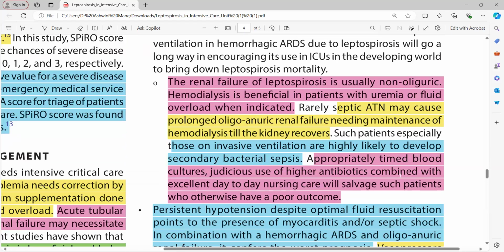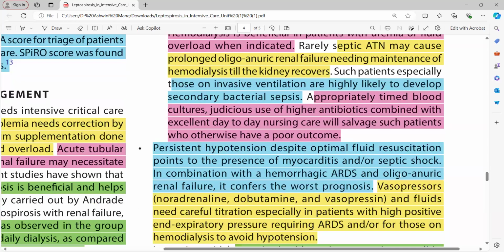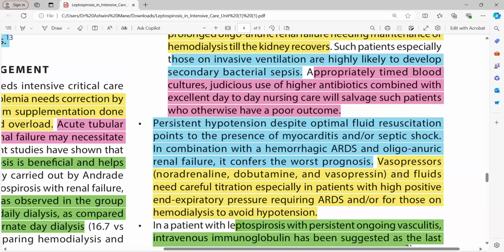Such patients, especially those on invasive ventilation, are highly likely to develop secondary bacterial sepsis. Appropriately timed blood cultures, judicious use of higher antibiotic combinations, along with excellent day-to-day nursing care will salvage such patients who otherwise have a poor outcome. Persistent hypotension, despite optimal fluid resuscitation, points to the presence of myocarditis and septic shock.